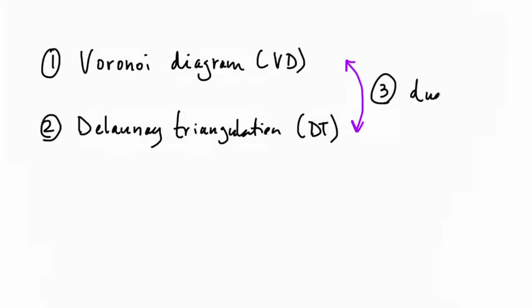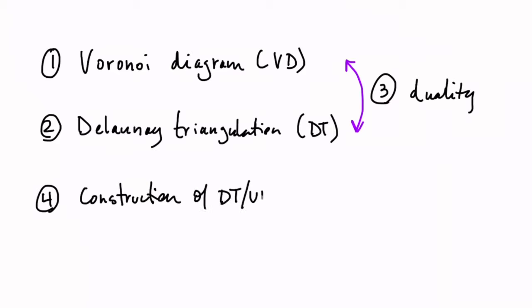The duality means that these two structures represent the same thing, just from a different point of view. And as a fourth topic, we will discuss how to construct a Delaunay triangulation and a Voronoi diagram.